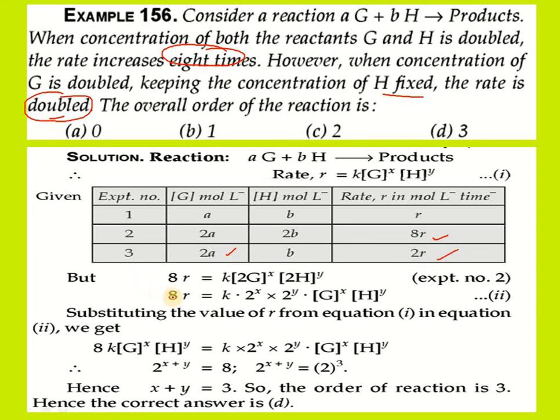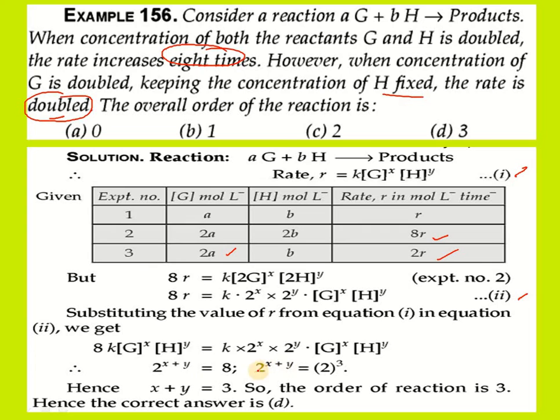8R became K into 2 power X into 2 power Y into G power X into H power Y. That is the second equation. The first equation is the general equation: R is equal to K into G power X into H power Y. So from these two equations we can solve what is X plus Y.